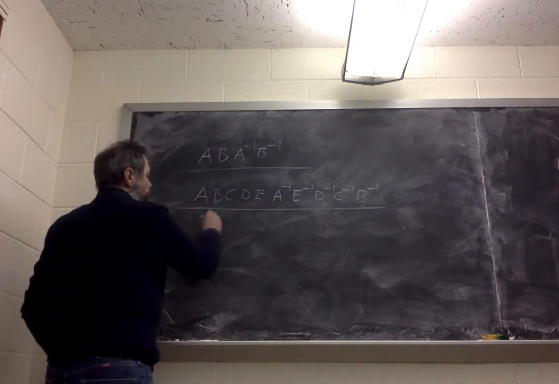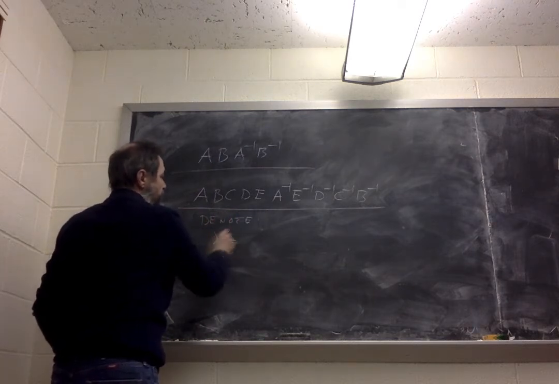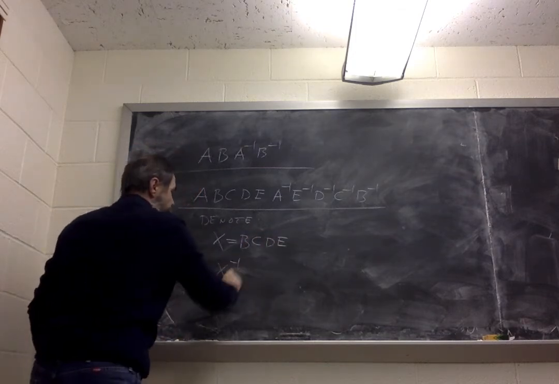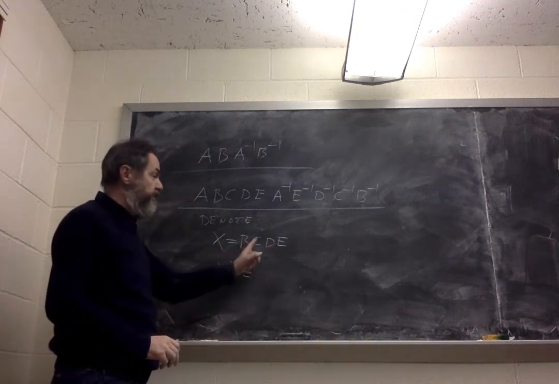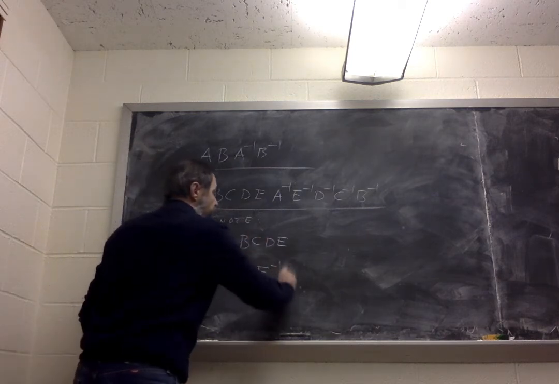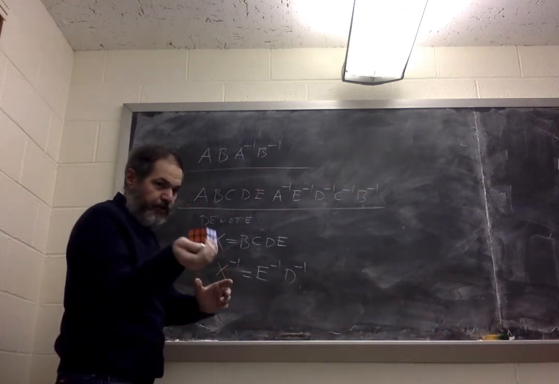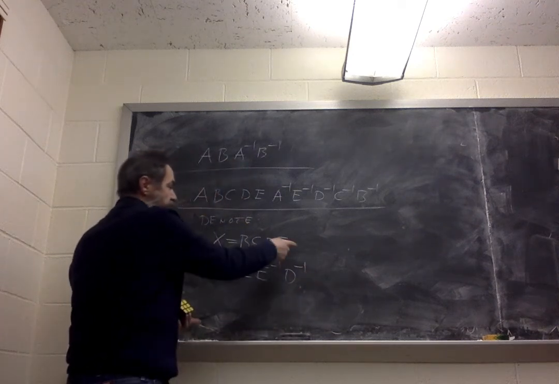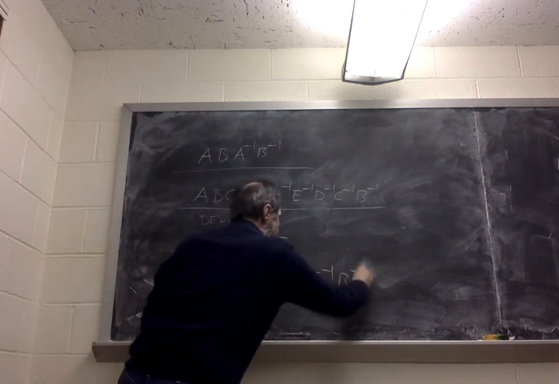If I denote in my group X to be, say, B, C, D, E, then the inverse of X, X inverse, is not B inverse, C inverse, D inverse, E inverse. It is exactly in the opposite order. What am I saying? X inverse is, you have to take inverses from right to left: E inverse, D inverse, C inverse, B inverse.